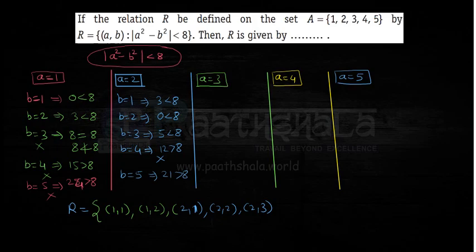Let's check for A equals 3, where B equals 1 first. So we will get 3 square minus 1 square, that is 9 minus 1, which is 8. 8 is equal to 8. 8 is not less than 8, hence it isn't a valid pair.